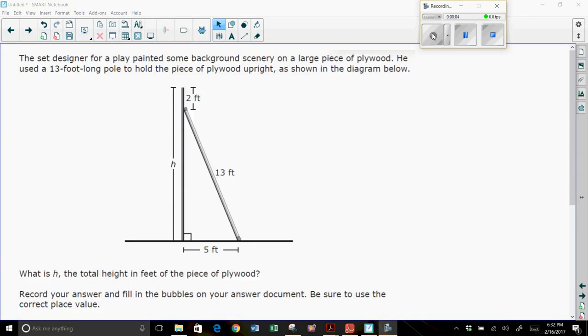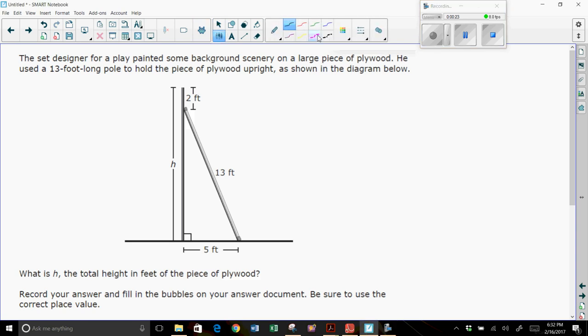The set designer for a play painted some background scenery on a large piece of plywood. He used a 13-foot long pole to hold the piece of plywood upright, as shown in the diagram below. I have our picture. What is h? The total height in feet of the piece of plywood.